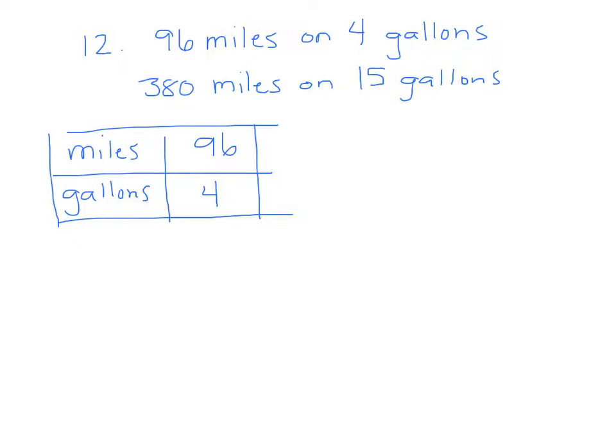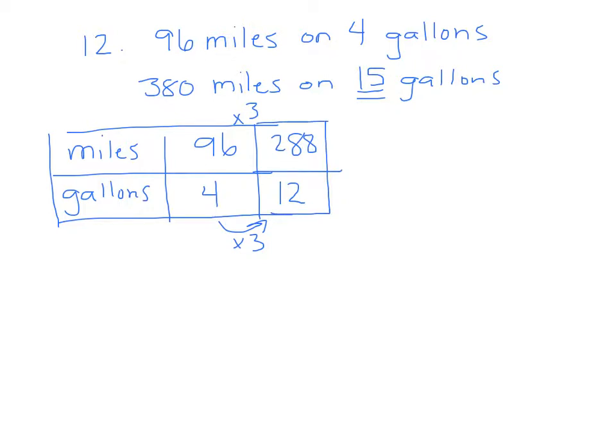My first thought doing this one would be to try to get, because we're going to 15, so my first thought would say, alright, I know that if I get to 12, then I can get down to 3, which can get me to 15. So I'm going to take 4 and I'm going to times it by 3 to get to 12. And do the same thing with my 96, which will get me to 288. So there's my next equivalent rate.